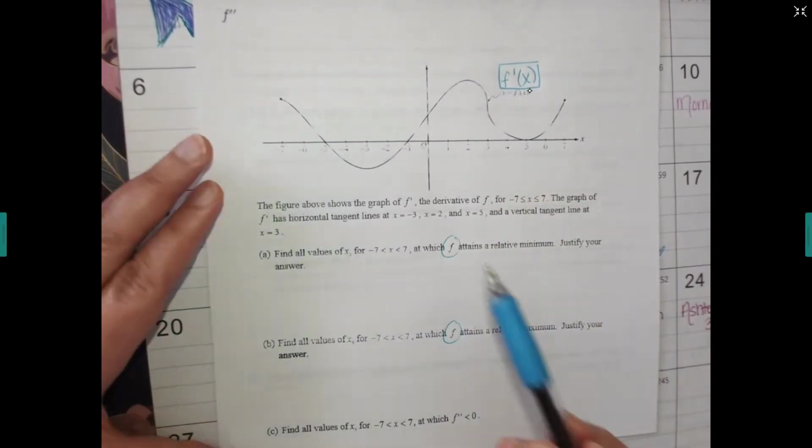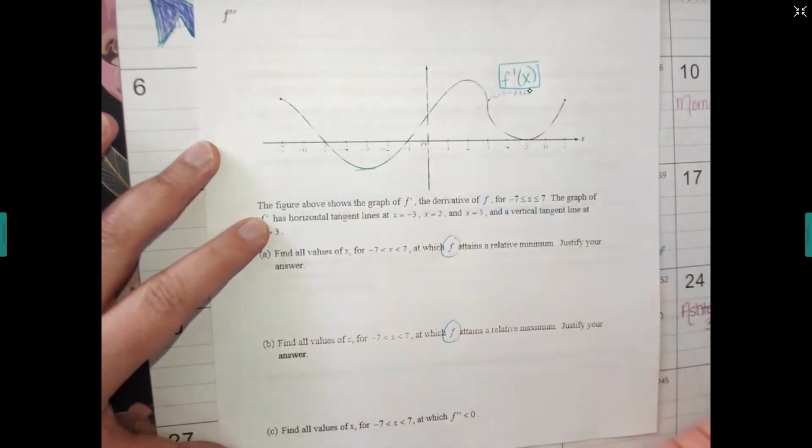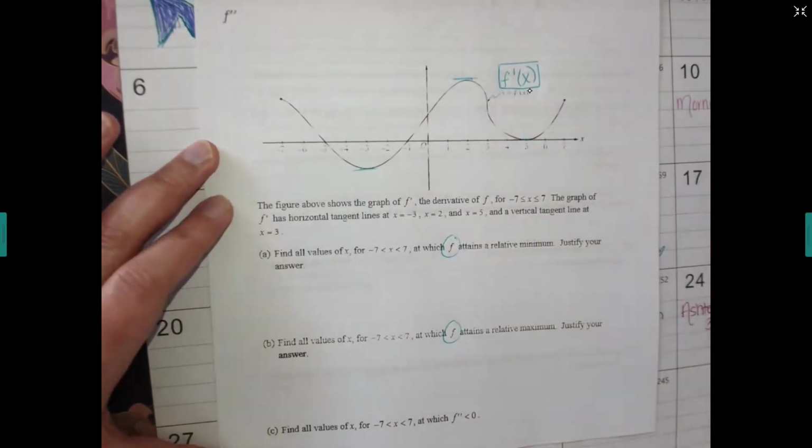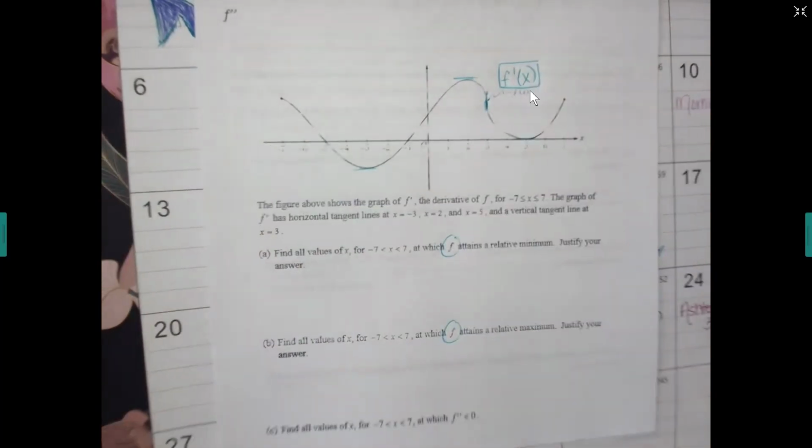Okay, so it says we have f prime, horizontal lines at -3, one at 2, and then one at 5. It says you have a vertical tangent at 3. So that means that right here, it just happens to go vertical. So look at that first one.